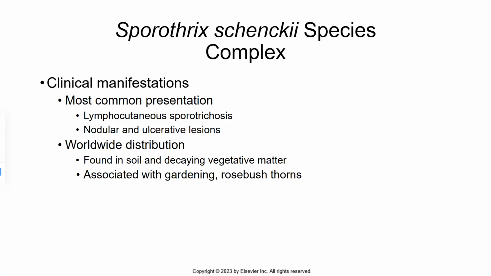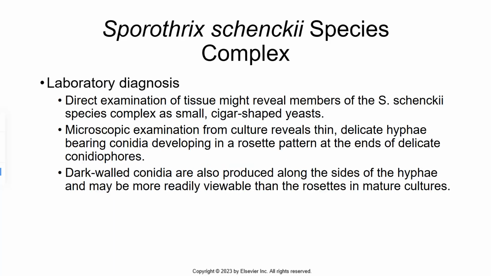Sporothrix schenckii. Sorry. Clinical manifestations: the most common presentation is lymphocutaneous sporotrichosis, with nodular and ulcerative lesions. It has a worldwide distribution, found in soil and decaying vegetative matter, associated with gardening, rosebush thorns, any type of puncture to the skin while you're gardening. Laboratory diagnosis: direct examination of the tissue might reveal members of the S. schenckii species complex as small cigar-shaped yeasts. Microscopic examination from culture reveals thin, delicate hyphae bearing conidia developing in a rosette pattern at the ends of delicate conidiophores. Dark-walled conidia are also produced along the sides of hyphae and may be more readily viewable than rosettes in mature cultures.